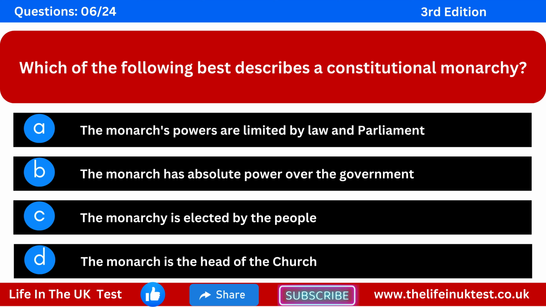Which of the following best describes a constitutional monarchy? Option A, the monarch's powers are limited by law and parliament. Option B, the monarch has absolute power over the government. Option C, the monarchy is elected by the people. Option D, the monarch is the head of the church.